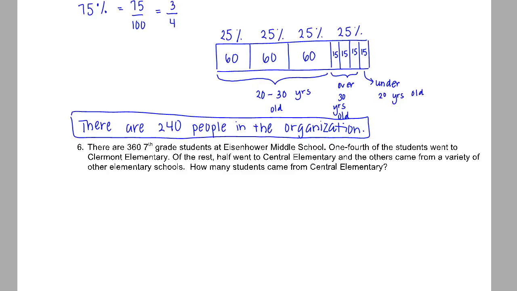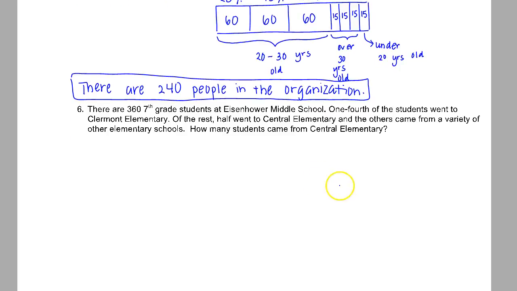Okay, moving on to number 6. There are 360 7th grade students at Eisenhower Middle School. 1/4 of the students went to Claremont Elementary. Of the rest, half went to Central Elementary, and the others came from a variety of other elementary schools. How many students came from Central Elementary?